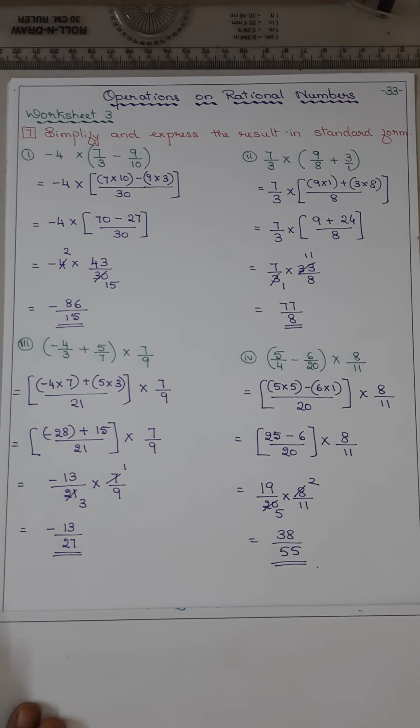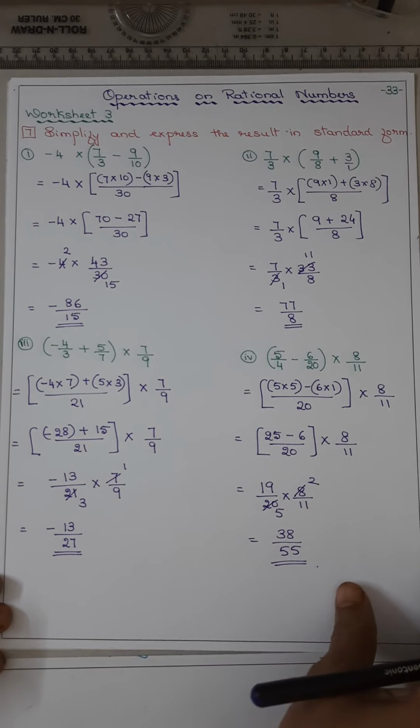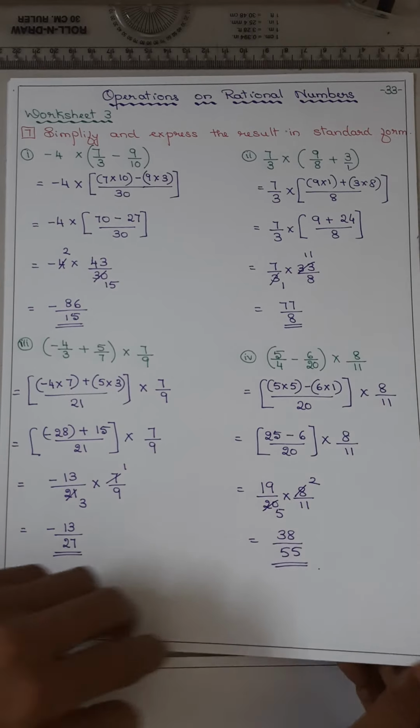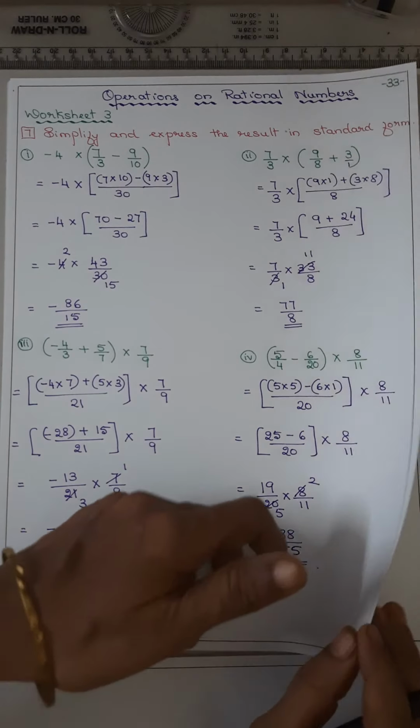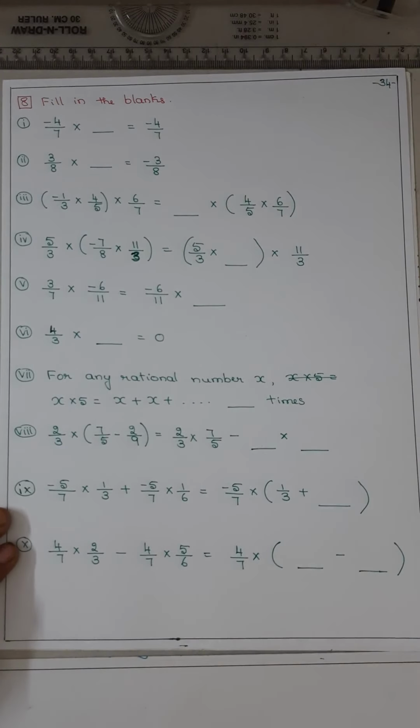Hope everyone is understanding. सबको समझ में आया होगा. That is simplify and convert to the lowest term. So that was the question number 7. Now coming to the question number 8. It is fill in the blanks.